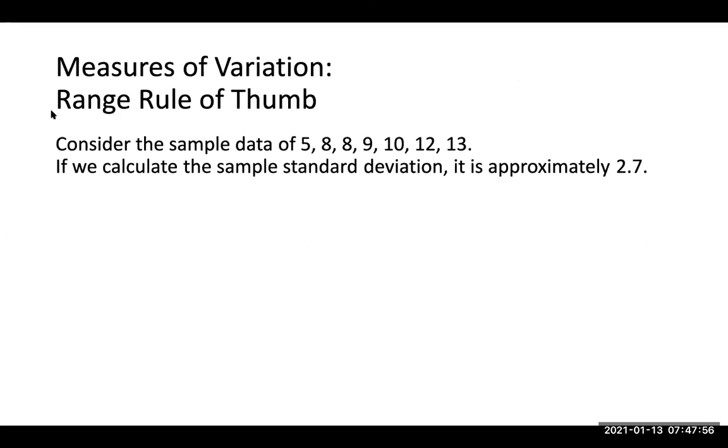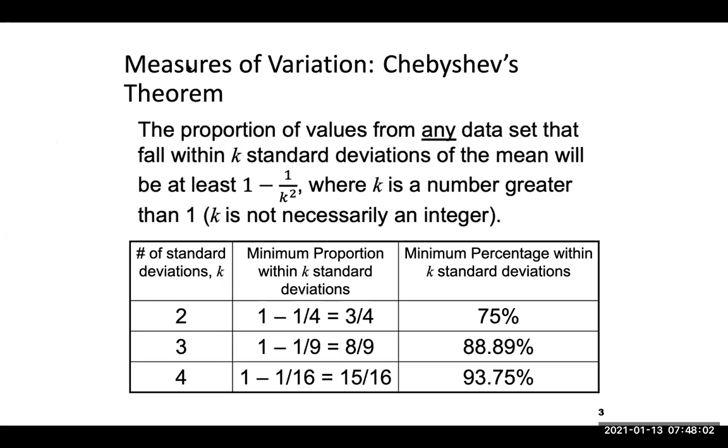But my main focus for today is what's called Chebyshev's theorem. And this is the technical definition: the proportion of values from any data set that fall within K standard deviations of the mean will be at least 1 minus 1 divided by K squared, where K is a number greater than 1.